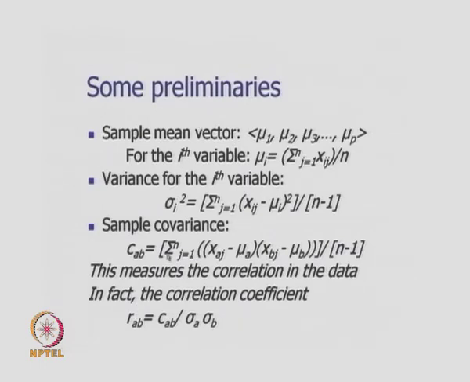The next important parameter is the sample covariance, which is nothing but the covariance between two columns, okay, two different attributes. So, if we have x_a and x_b, then what we do is that we take the difference of the ath attribute from the mean, the bth attribute from the mean, take the product, take the sum from j equal to 1 to n, divide by n minus 1, and this gives the sample covariance.